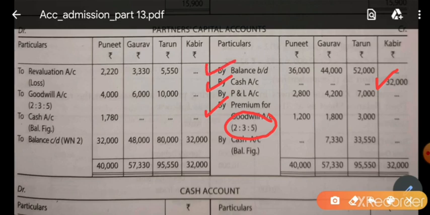The balance we have already discussed. The revaluation loss we have just now discussed. Goodwill has been written off. So these things we have already done.